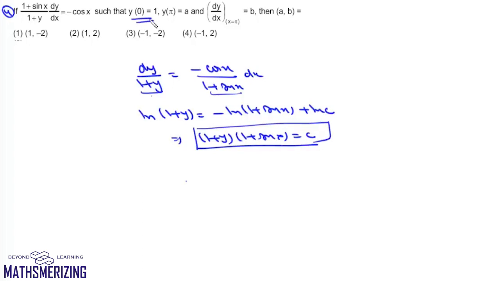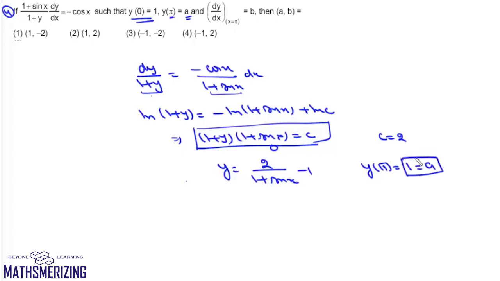Now we are given this initial condition that when x is 0, y is 1. So we'll put x as 0 and y as 1. We'll get the value of c as 2. So from here we can write y equals 2 upon 1 plus sin x minus 1. Now we need to find a, which is nothing but value of y when x is pi. So we'll put x as pi, then sin pi will be 0. Then we'll get 2 minus 1, will be 1. So value of a is simply 1.